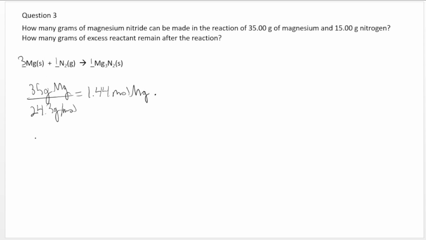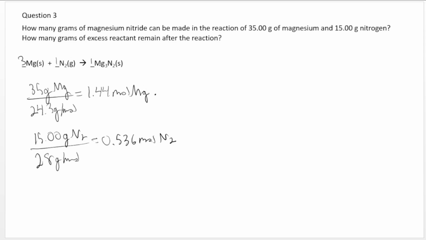Next, nitrogen. We have 15 grams of nitrogen, N2. We're going to divide this by the molar mass of N2, which is not going to be 14, but 14 times 2, which is 28 grams per mole. This is going to be 0.536 moles of N2. So now we're going to use the molar ratio again to figure out the product.